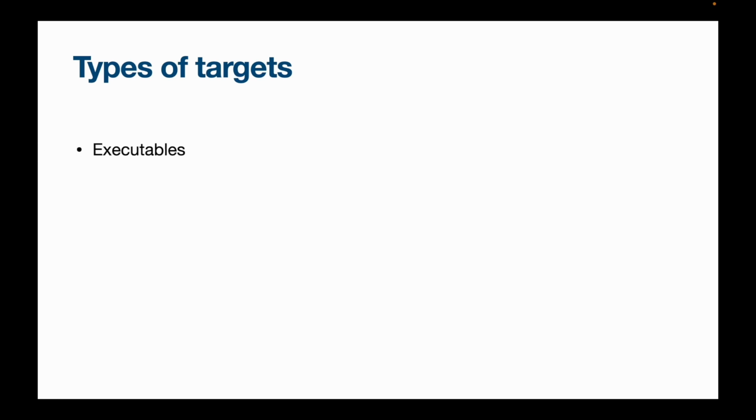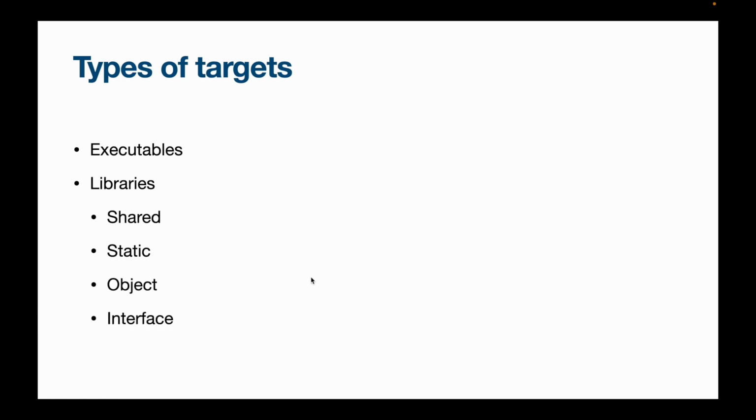header-only libraries. Header-only libraries are defined as interface targets because in C++, if you only have header files and no .cpp files, there's nothing for the compiler to actually compile.